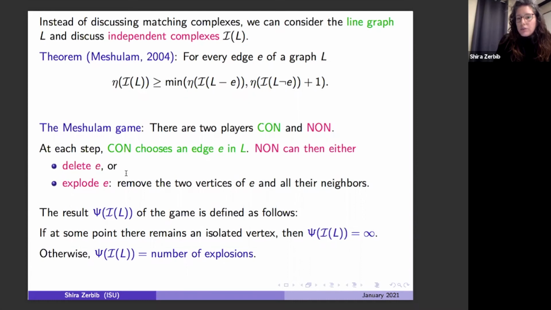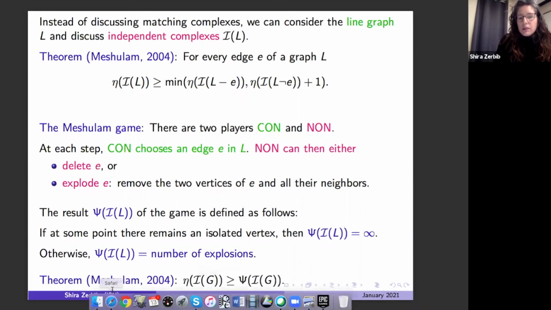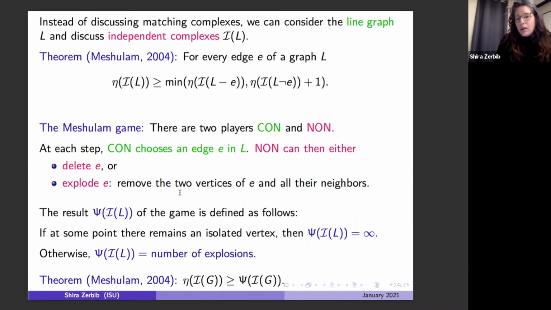until the graph disappears. Okay, and what this theorem of Meshulam actually tells us is that eta of the independence complex is at least psi of the independence complex. So now, instead of discussing the connectivity, we can discuss the combinatorial property of playing with two players and edges in a graph and exploding, deleting, and see what we get, right? Which is a completely combinatorial thing.